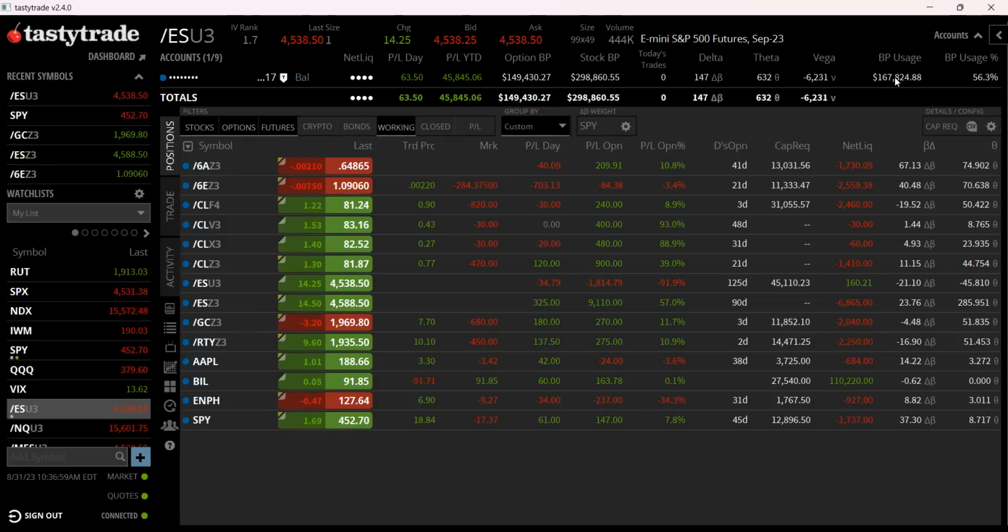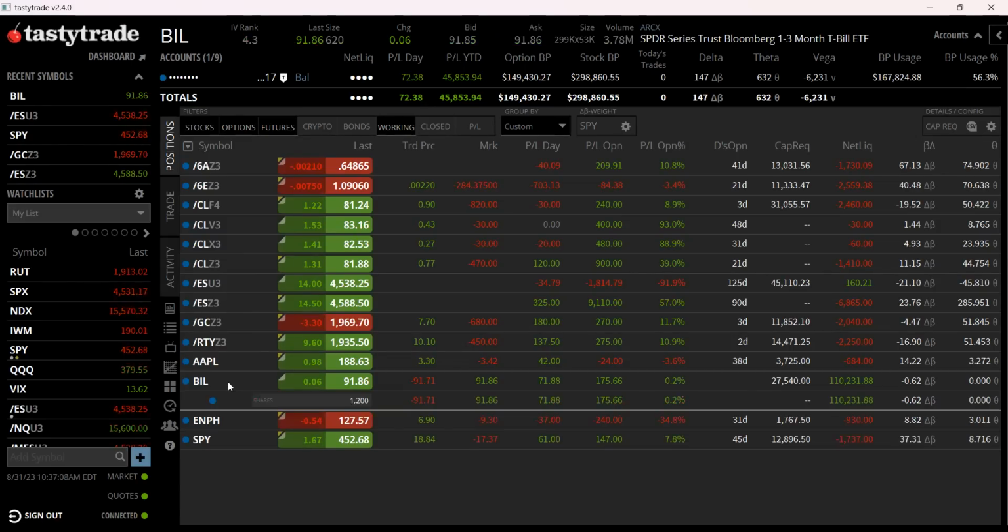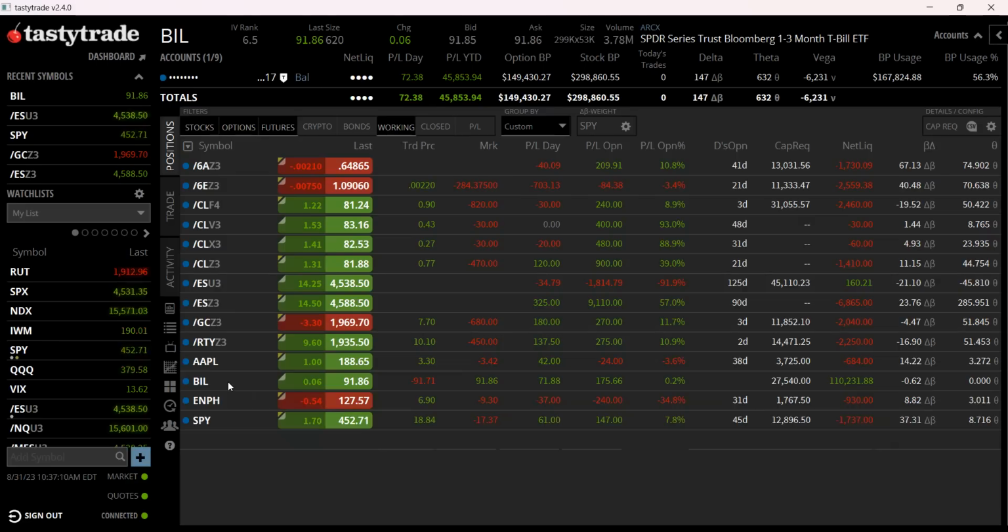Buying power usage, 167. It's at 56%, which is totally fine considering this bill position that we have in here that's using up about 10% of that entire BP. So really, we're about 140. We're really about 46%. So we have room to make some trades. Question is, is there anything to trade today that we can put on that's going to bump our theta and make sense? And I think we might have something. So we'll take a look.